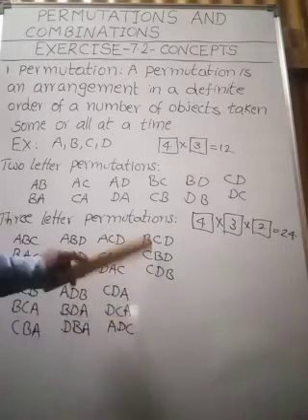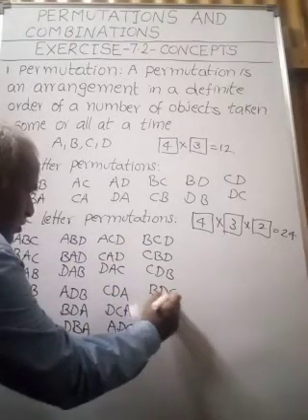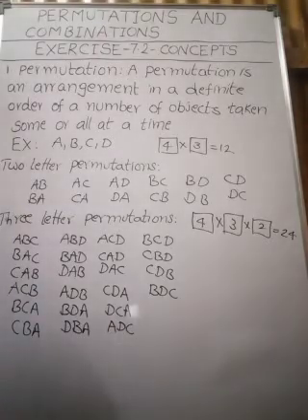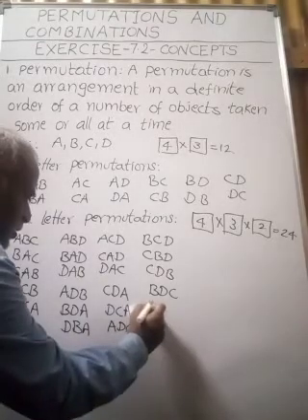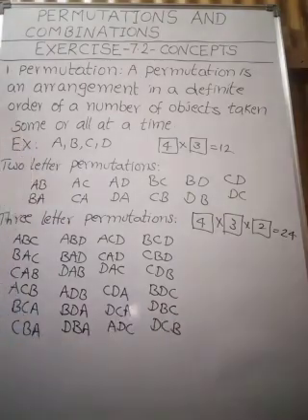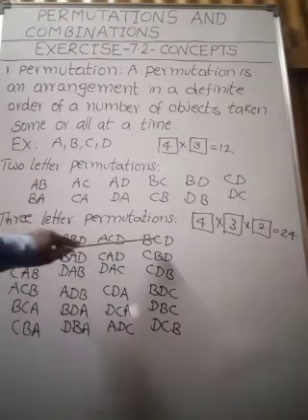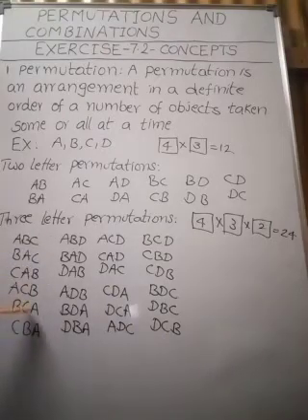Similarly, let us write these: BDC. Okay, my children, BDC. Next, DBC, DCB. How many arrangements did we get? 1, 2, 3, 4. 1, 2, 3, 4, 5, 6.